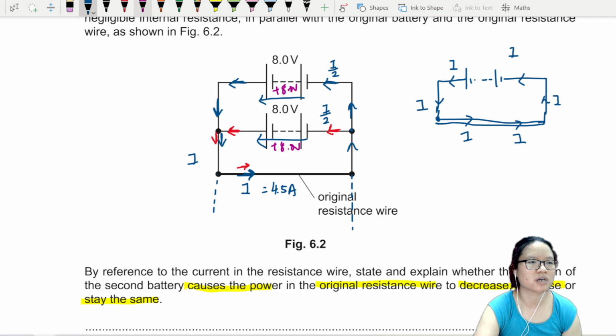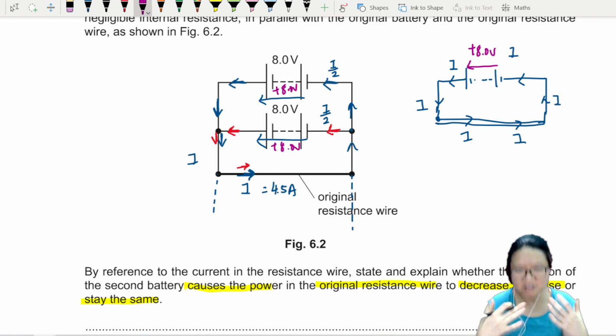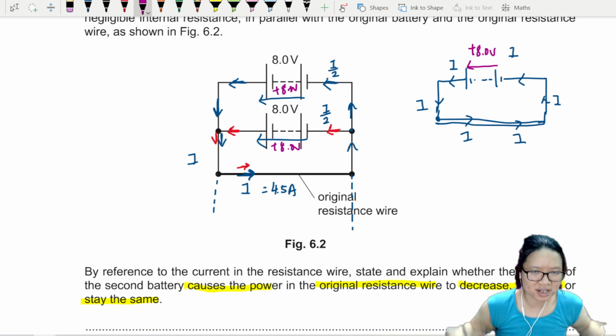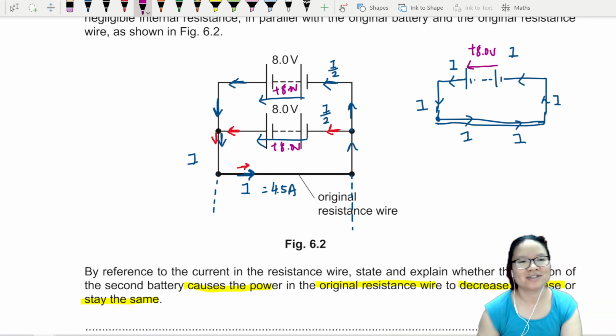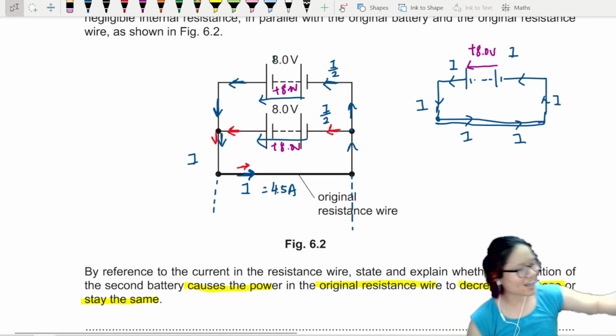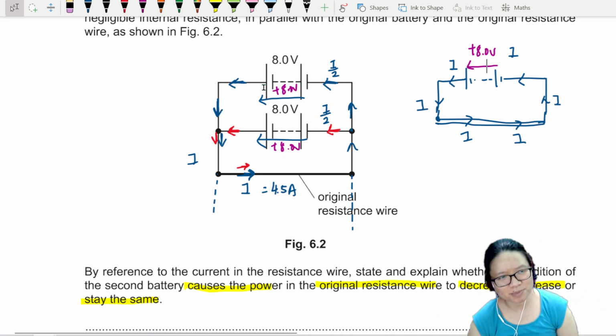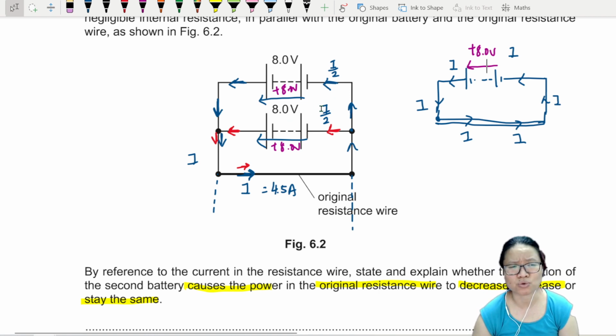So the battery is like, bro, very tired. All this boost I have to do, I have to give energy to this I all the time. Now I got a helper. You take half, I take half. So the first battery will give energy to I over 2. Second battery will give energy to I over 2. But like it or not, all the current will receive 8 volt.